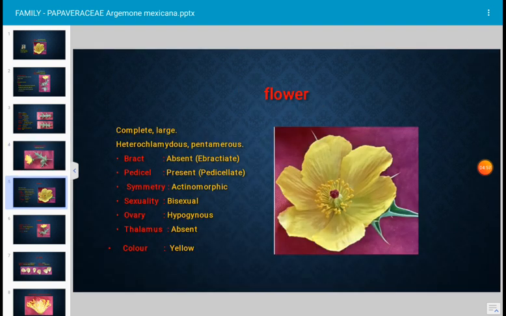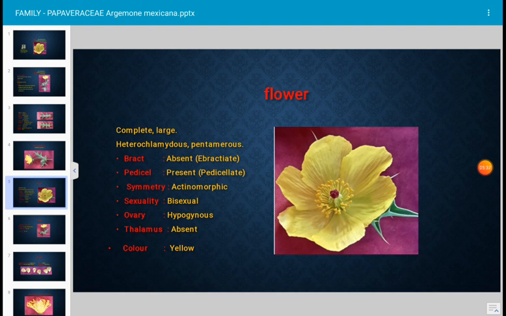This is the flower of Argemone mexicana, family Papaveraceae. The flower is complete. All floral parts are present. And the flower is large. And it is a heterochlamydeous flower. Heterochlamydeous flower means the flower has a perianth with distinct sepals and petals. Such a flower is described as heterochlamydeous. The flower is hexamerous. It is not pentamerous, it is hexamerous. Six petals are there.